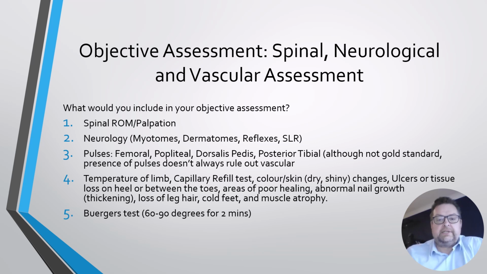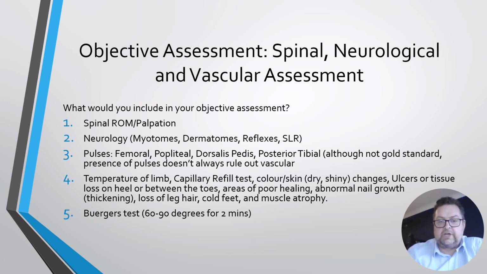So these are the components of my assessment. Spinal range of movement, palpation, neurology, so his myotomes, dermatomes, reflexes, straight leg raise, and pulses, which if you've watched the video last time, you should hopefully be happy with, and if you haven't watched it, why not? The pulses here, so femoral, popliteal, dorsalis pedis, posterior tibial, but really important is this is not the gold standard for vascular, so just because you can pick up the pulse does not mean that there isn't a vascular problem, and vice versa.